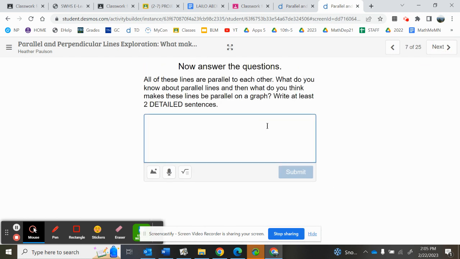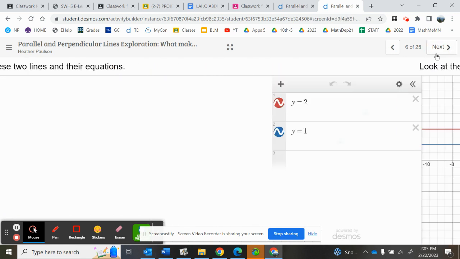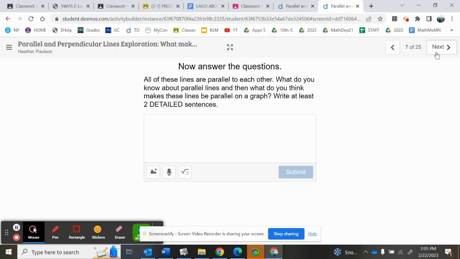Now, use 2 sentences to explain what you saw. Feel free to go back. You can use the equations in your sentences. You can use anything you like that helps explain what you notice about parallel lines and their equations.